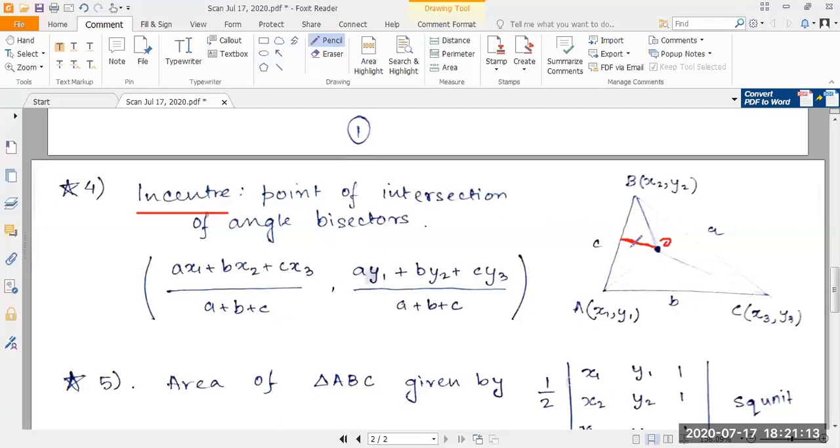So the coordinate of the incenter, or the point of intersection of the angle bisectors given by point O, will be given as (ax1 plus bx2 plus cx3) by (a plus b plus c), comma (ay1 plus by2 plus cy3) by (a plus b plus c). We take each side and we take the coordinate of its opposite point. So we take a into x1 plus b into x2 plus c into x3 by a plus b plus c. And for the y coordinate, or the ordinate, we have a into y1 plus b into y2 plus c into y3 by a plus b plus c. So that is how the incenter of a triangle works.